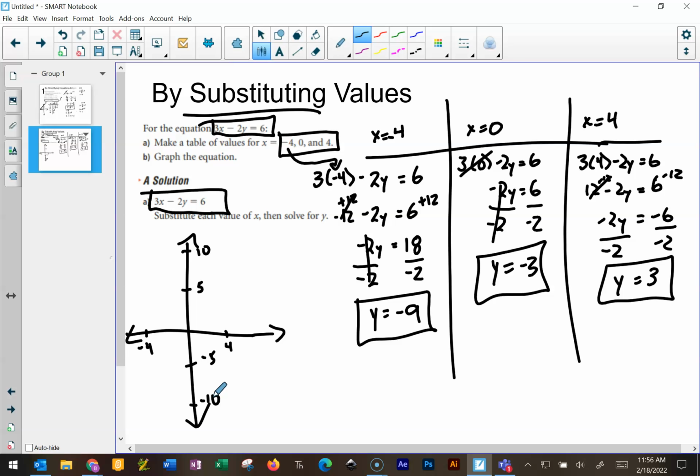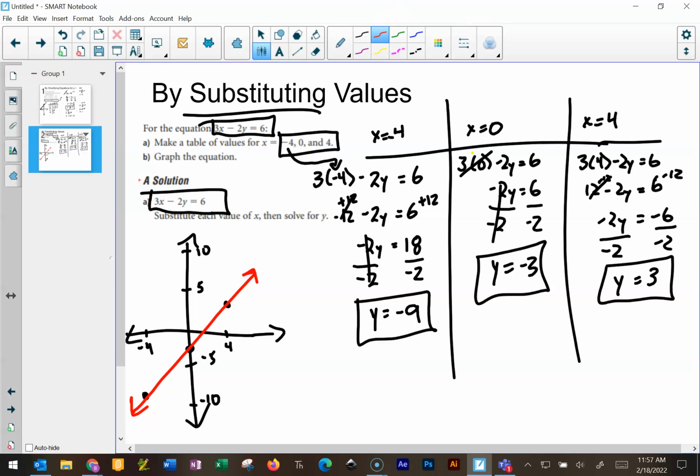And let's just put these points in about the right spot. You're going to be more exact, and you're going to use rulers, but this is just a quick demonstration. So if x is -4, that's right here, and y is -9, that's going to be down here somewhere about right there. If x is 0, so x is 0 right here, and y is -3, it's going to be down here somewhere. And if x is +4, y is 3, it's going to be there somewhere. And you can see that makes a nice straight line because it is a linear relation, and it goes up like that. Make sure you put your arrowheads on both sides. So that's how you do it using substituting values.